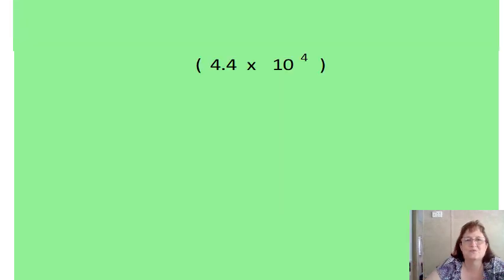This time I'm going to move my decimal point 4 spaces to the right. So I put down my 4, and my other 4 makes 1 space, and I add 3 zeros. And that gives us 44,000.